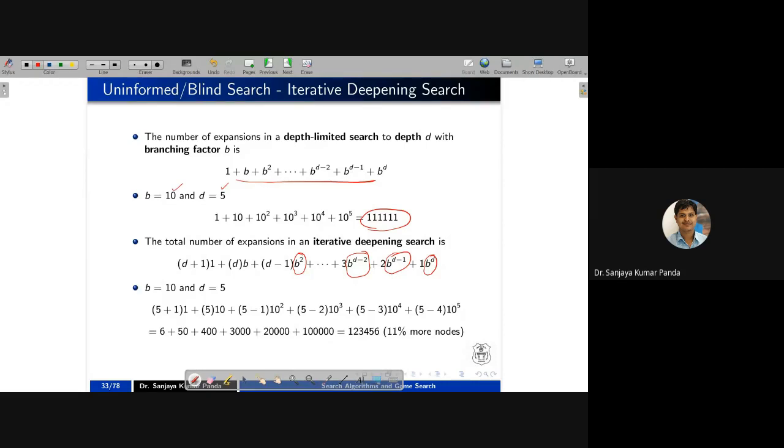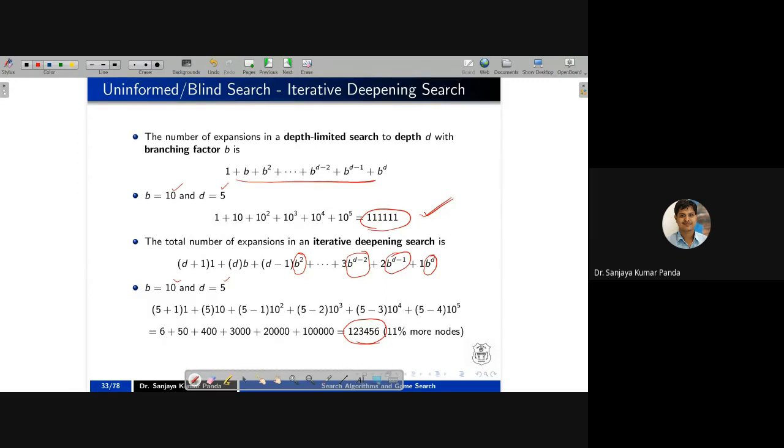So with the given values of B equal to 10 and D equal to 5, to compare the performance of depth limited search and iterative deepening search, you will see the number of nodes you have to expand. It is 1, 2, 3, 4, 5, 6, which is 11 times more than this one. That's why iterative deepening search is wasteful, because so many states you have seen here are expanded multiple times.